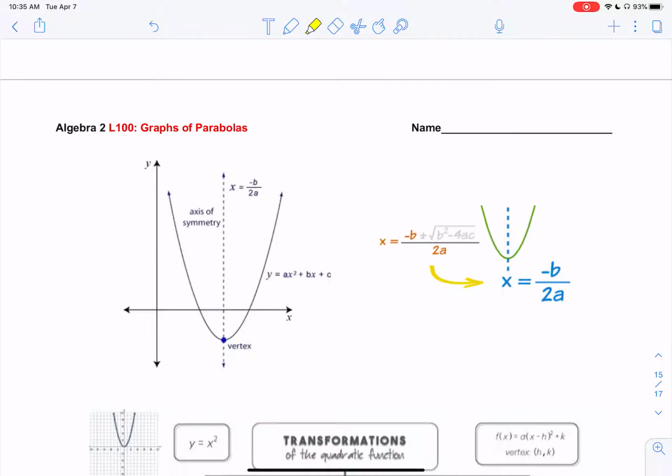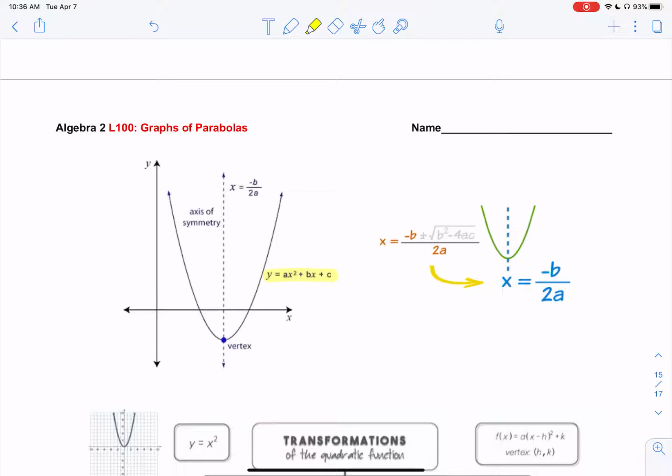Hello, Algebra 2. This is Lesson 100, Graphs of Parabolas. Start off by first looking at some of the illustrations at the beginning of your Lesson 100 notes. You'll recall that a quadratic written in this general form, ax squared plus bx plus c, is going to create the graph of a parabola.